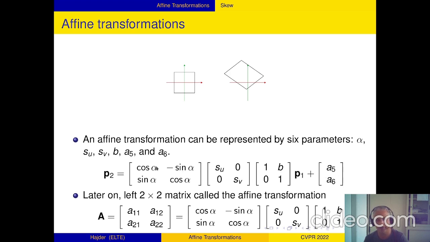And here you see that the parameters are B for the skew, SU and SV for the scales, alpha for the rotation, and A5 and A6 for the translation. And if somebody multiplies these three 2x2 matrices, then the general A11, A12, A21, A22 transformation is given.